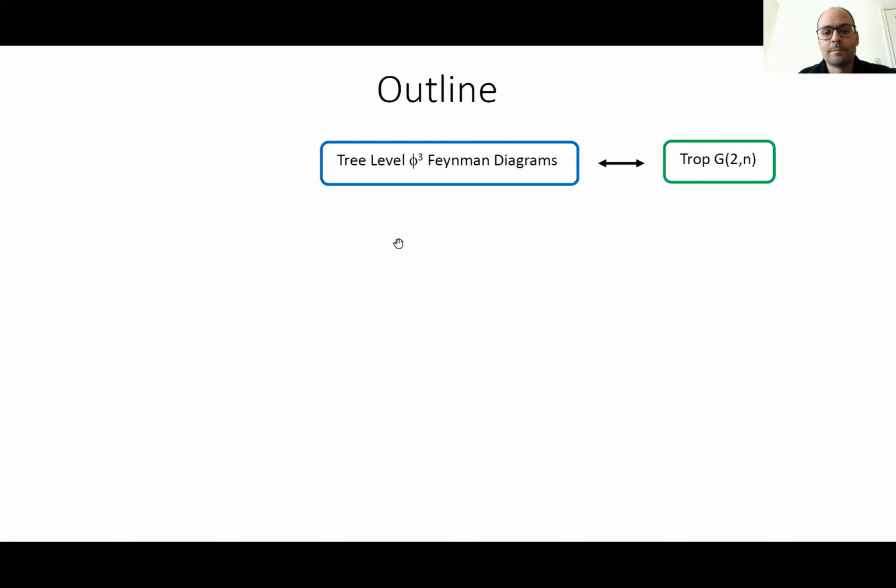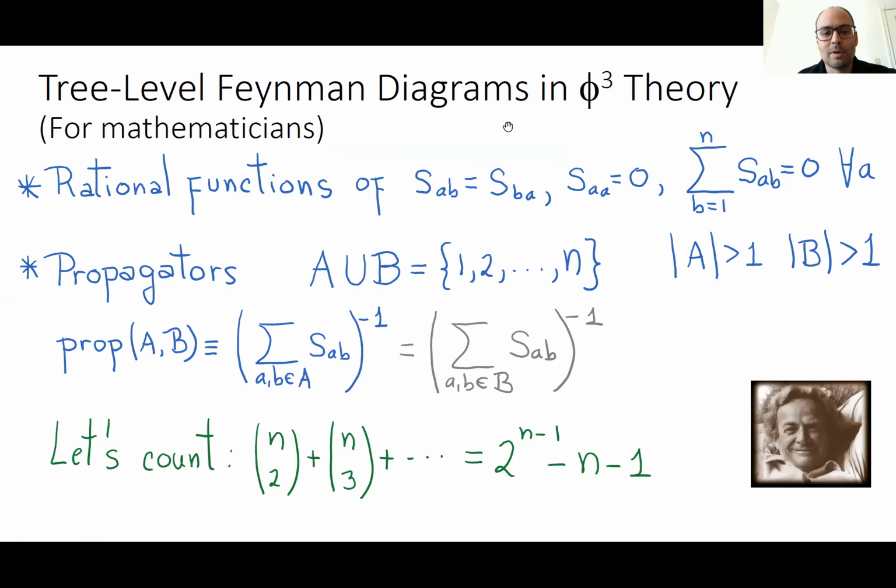So let's start. Of course, we're at an amplitudes conference, so telling you about tree-level Feynman diagrams for phi-cubed theory without any flavor structure would be extremely boring for you. So I'm going to try a different approach. I'm going to explain it as I would explain it to a mathematician. I would say that Feynman diagrams are given by rational functions of something that we call kinematic invariants. The kinematic invariants are arranged in a symmetric matrix that has zero elements on the diagonal and whose rows and columns sum up to zero.